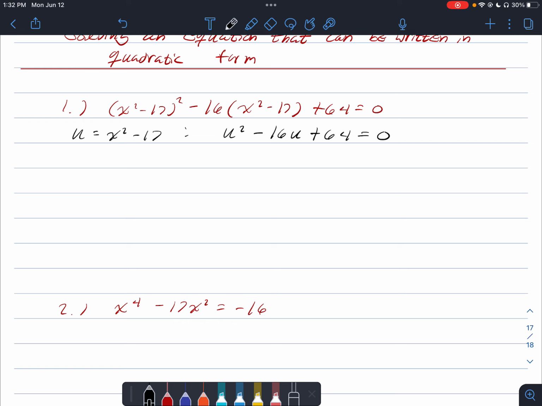Now this looks a lot easier to solve, right? This looks much easier to solve. So here we have something that we should be able to solve using techniques that we've already been given. So let's go ahead and do that.